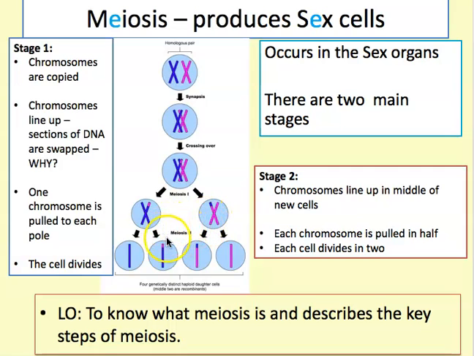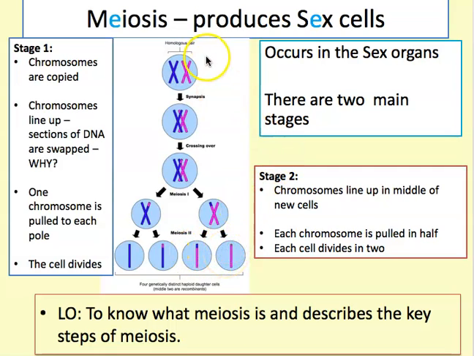What then happens is meiosis 2, which is cell division 2. And that chromosome that's made a copy of itself now splits in half, and we end up with one chromosome in that cell, one chromosome in that, one in that, and one in that. And what you can see is that they are all genetically different.